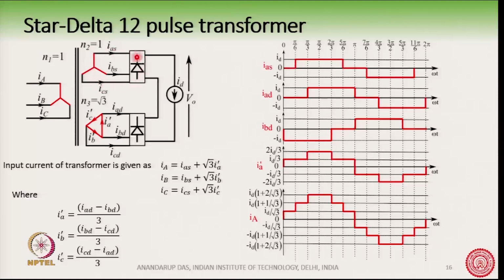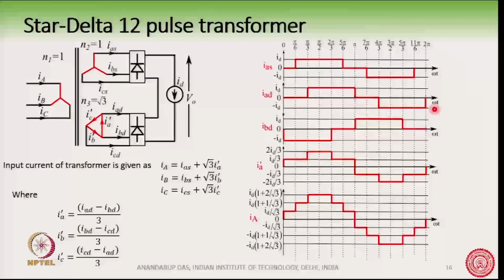From your basic power electronics, you can recollect that the current IAS here is a quasi square wave, which we have also said a few slides back. It is a quasi square wave like this here, that is IAS. Now, IAD is also a quasi square wave. This is also feeding a diode bridge 6 pulse rectifier here. This is a 6 pulse, this is another 6 pulse.